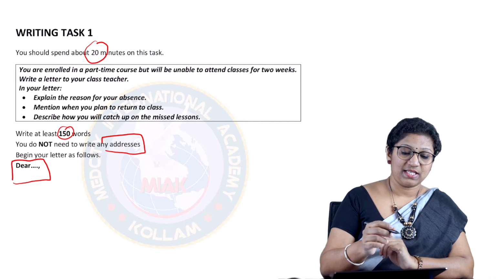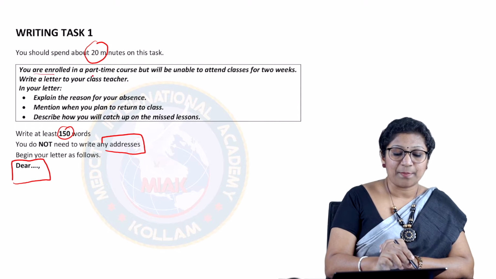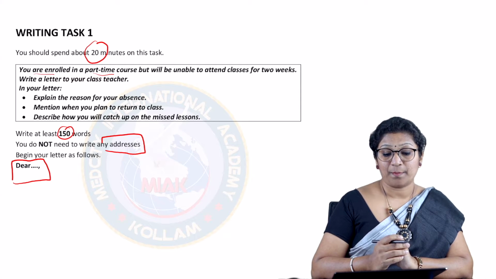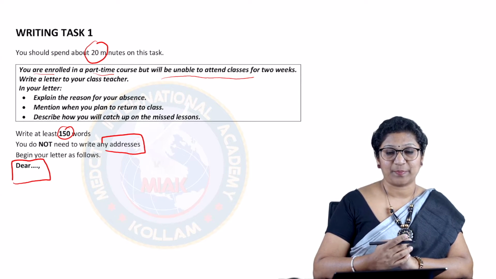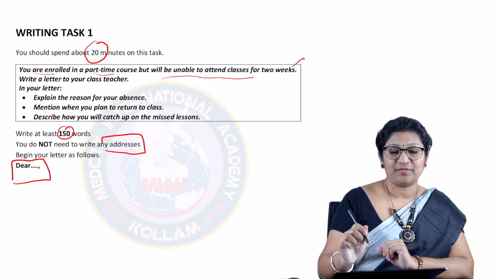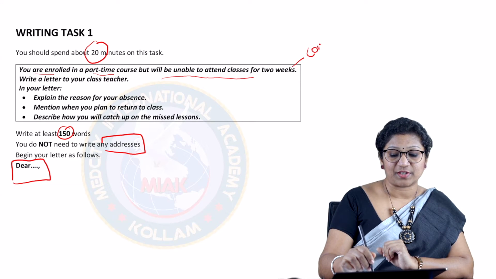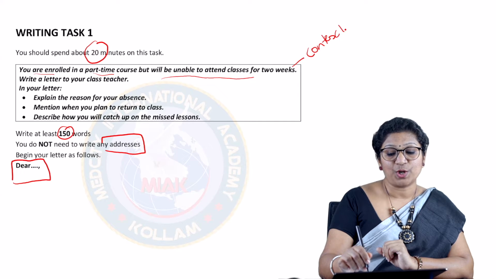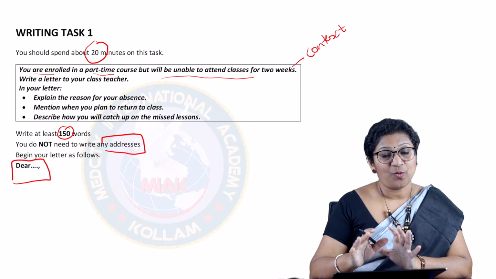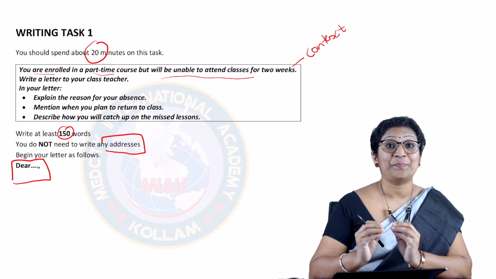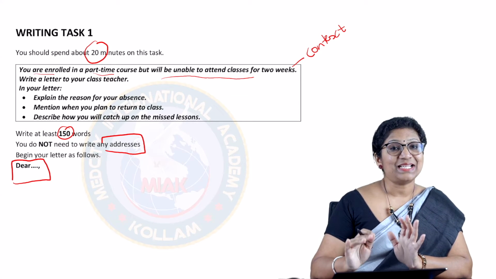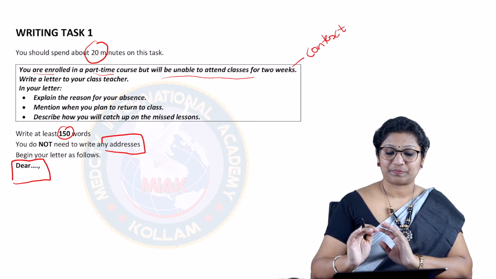The question says you are enrolled in a part-time course but will be unable to attend classes for 2 weeks. So here we have the context given to you. So you know what you have to focus on. What is the outline of your letter? What are you going to write? What is the basis of your letter? That is given in the context.